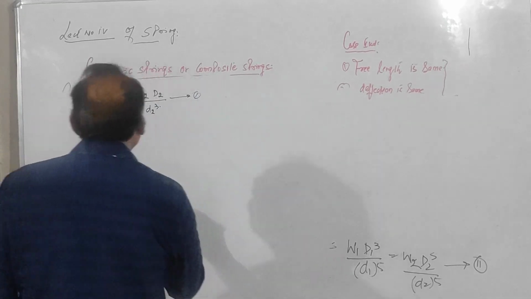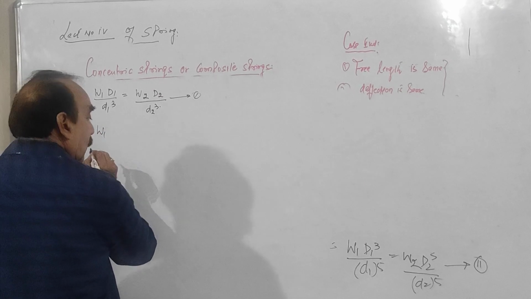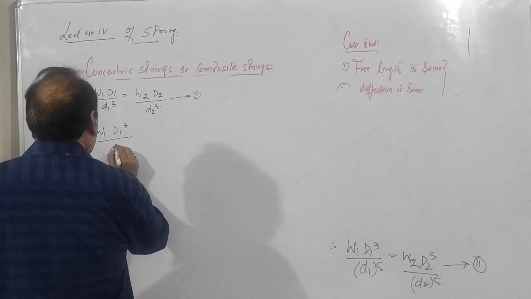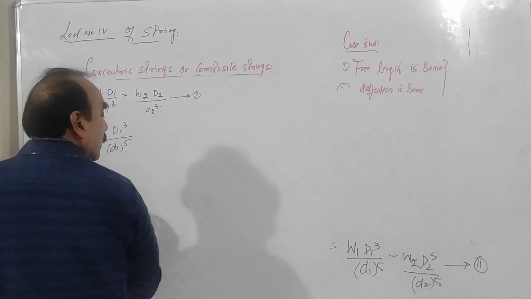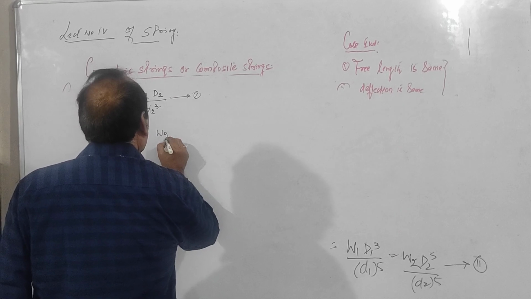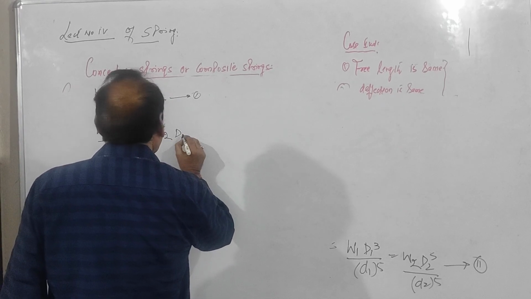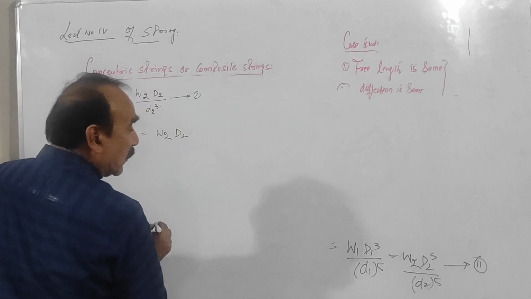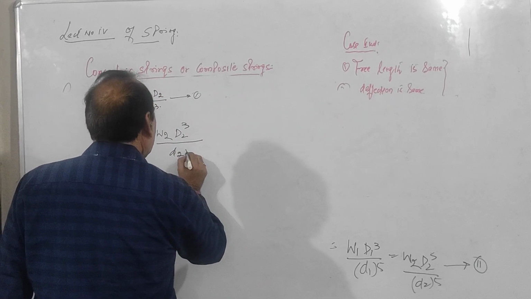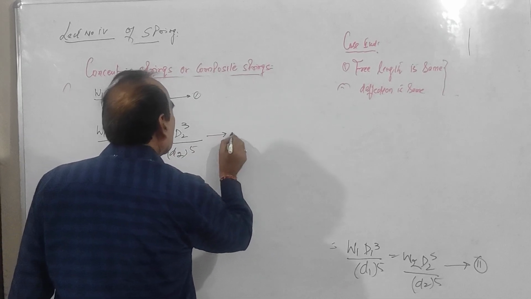Now this is the equation: W1 D1Q D1 raised to power 5, this is equal to W2 D2Q plus D2 raised to power 5. So this is equation.